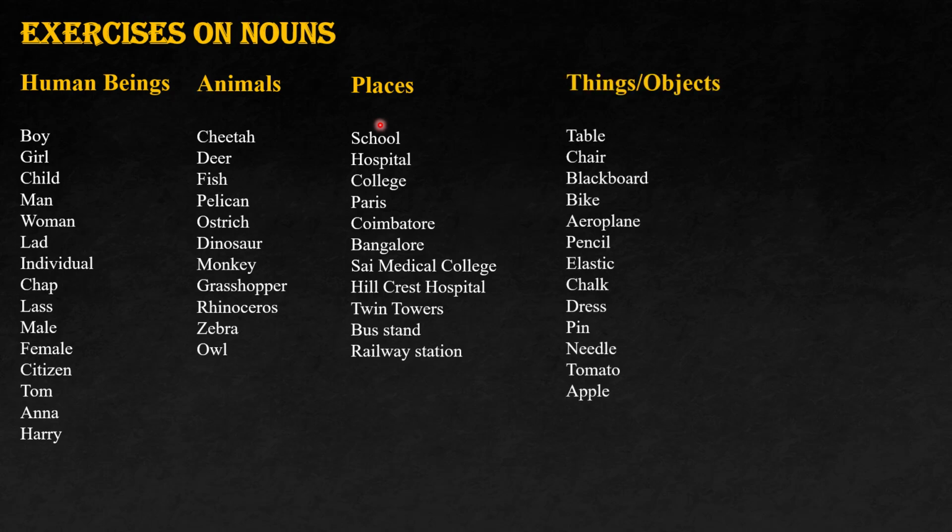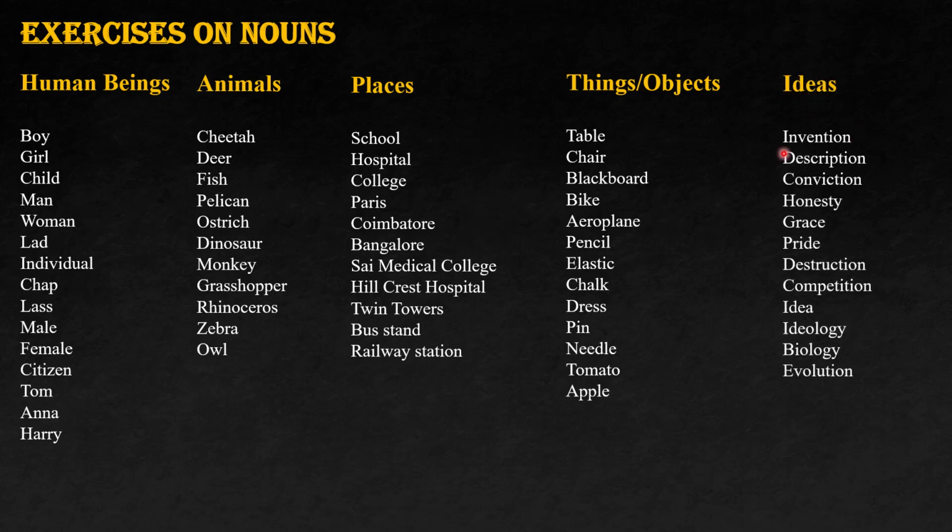Now for the things, the objects, we have table, chair, and you can even have the plurals for this, tables, chairs, likewise schools, hospitals. Blackboard, bike, aeroplane, pencil, elastic, chalk, dress, pen, needle, tomato, apple. These are examples of nouns, so you can use them in day-to-day regular activities, in conversation.